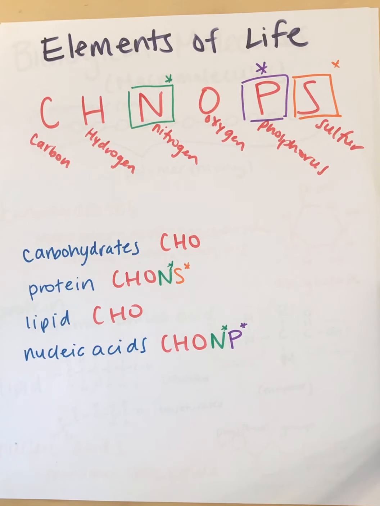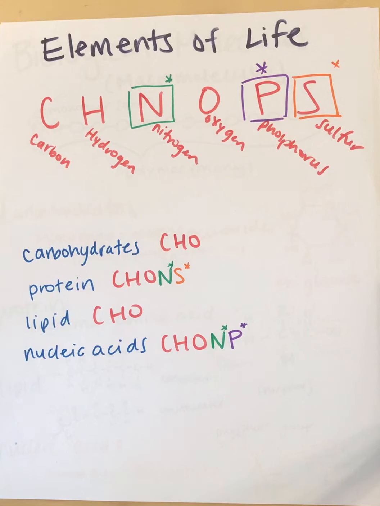So carbohydrates have carbon, hydrogen, oxygen. Proteins have carbon, hydrogen, oxygen again. You'll notice they all have those 3, plus nitrogen and sometimes sulfur. Notice sulfur only happens in protein of these 4 major macromolecules.